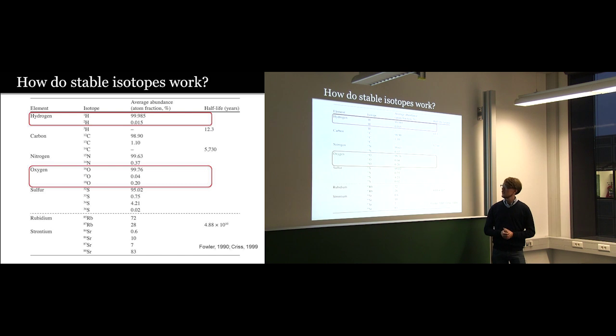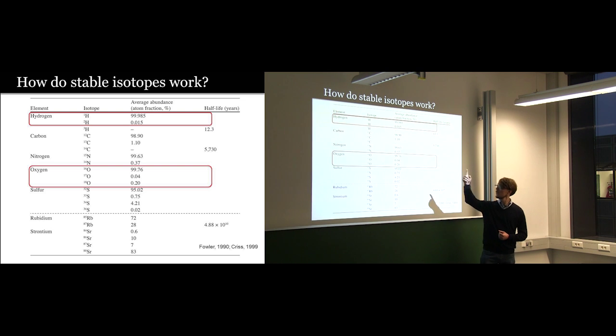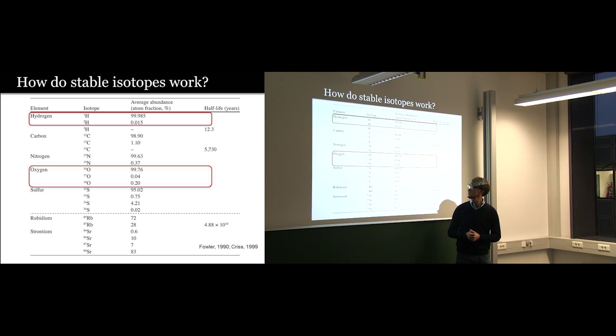If you look at the relative abundance of these isotopes, you can see that most of the oxygen is in the form of 16O, compared to 18O. Or in the upper part, with hydrogen, most of it is hydrogen-1 with no neutron, and then you have the heavier one with 2.